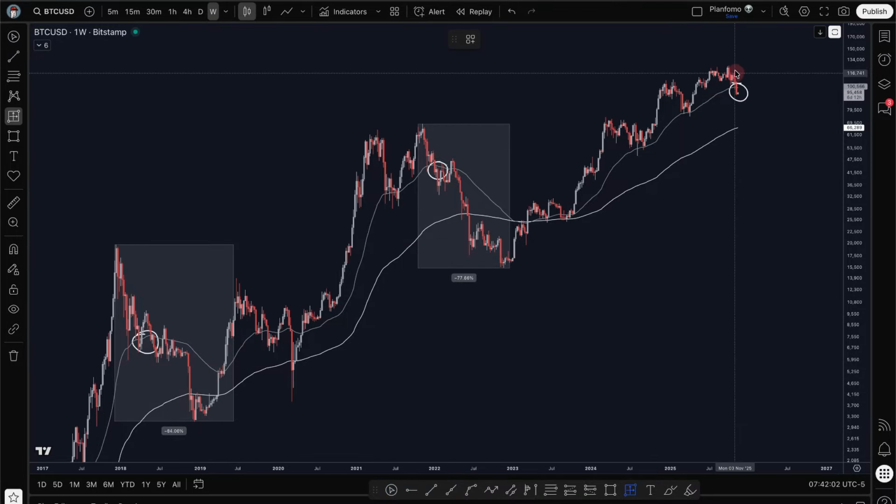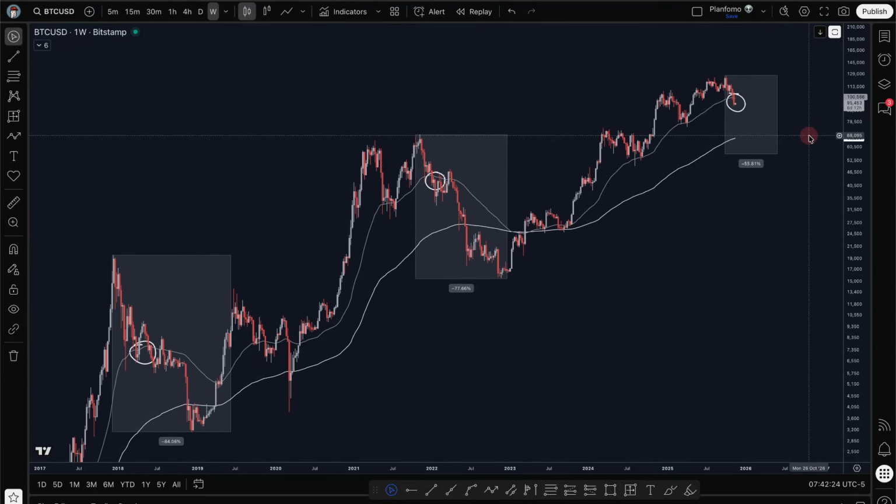And my take is that from the top, if 125K was the top, we're gonna get a 50%, 55% correction. And a potential bottom, as I discussed numerous times in my videos, would be this consolidation back in the 2024 summer.